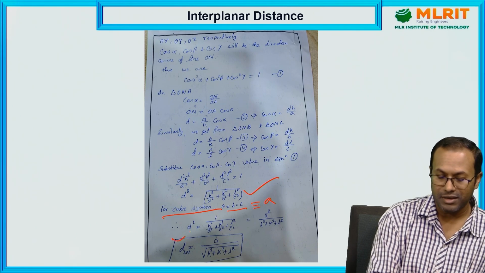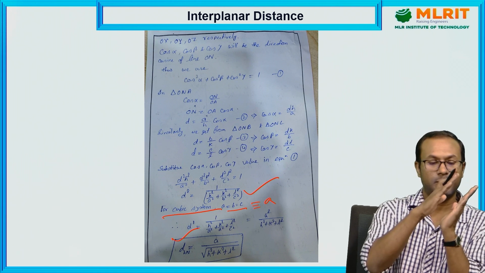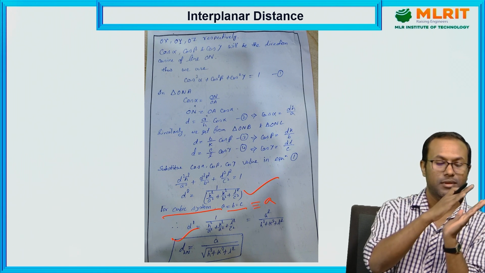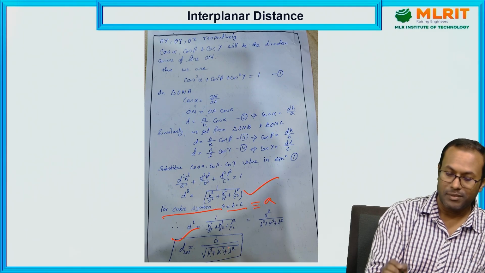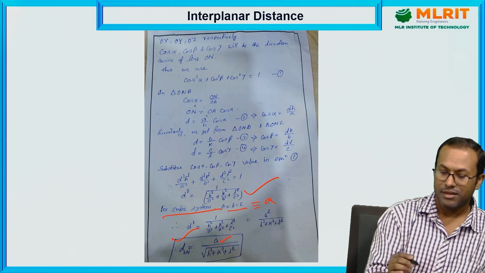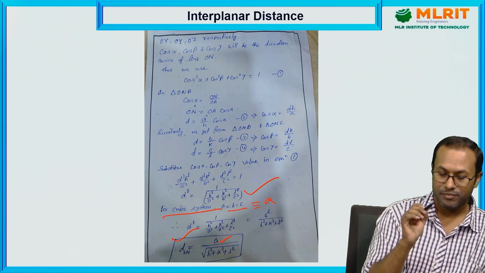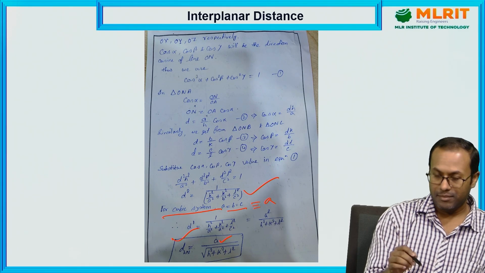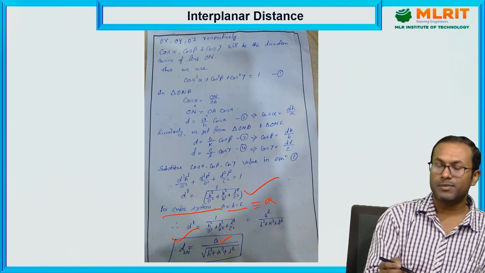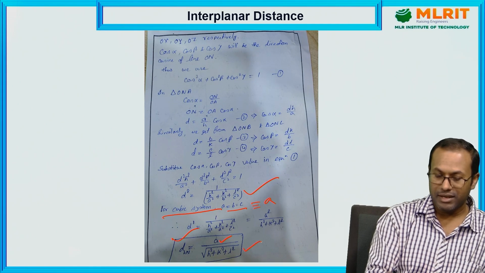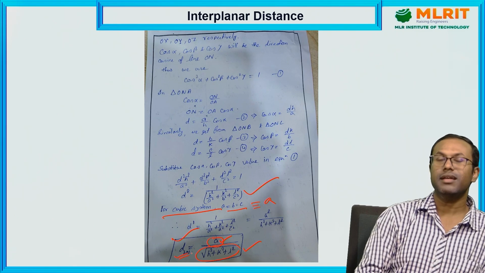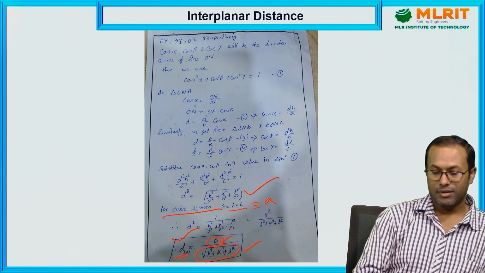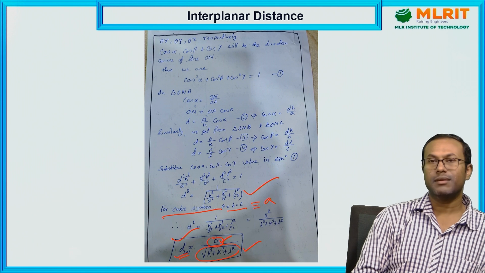So what is interplanar spacing? Interplanar spacing is the distance between two parallel, consecutive planes, the smallest distance. It depends on the lattice parameters as well as the Miller indices. If you know the Miller indices of the plane and the value of a, then we can easily determine the d value. That is some idea given about the interplanar spacing.